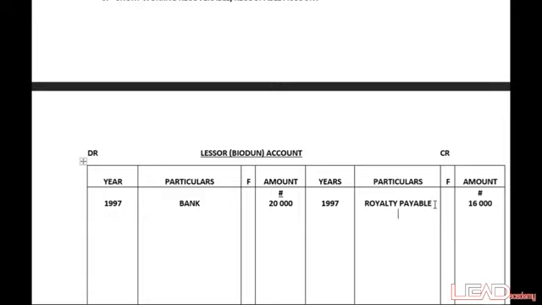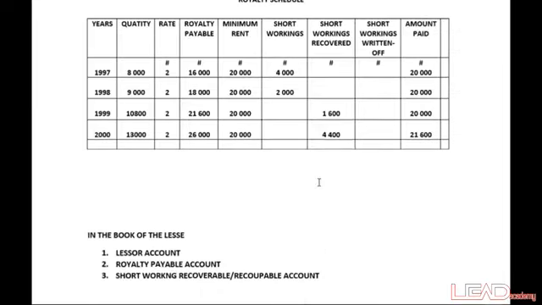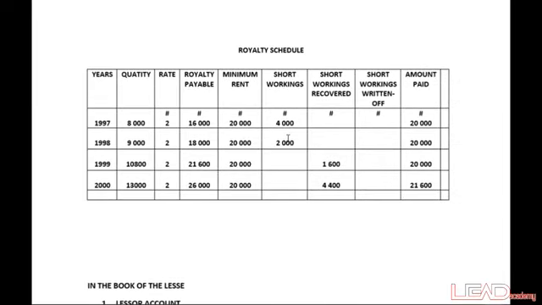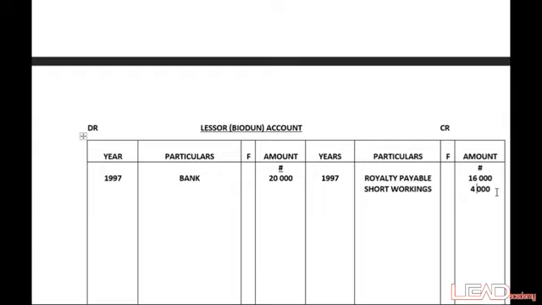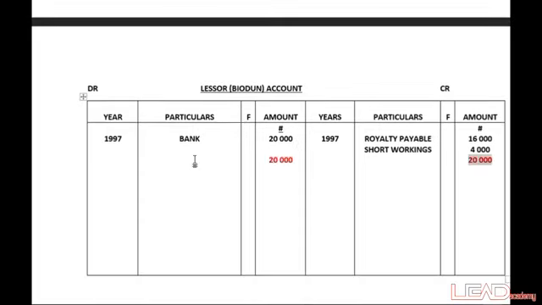Credit short workings. Now the short workings for 1997 was 4,000. So when you add up 4,000 naira you're going to have 20,000 naira. Which means that the credit and the debit side in 1997 is equal. The amount with the red color signifies that that is the balance figure of our account. So we are done with 1997.